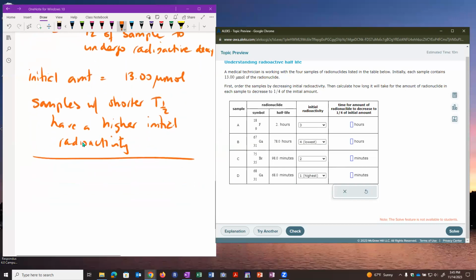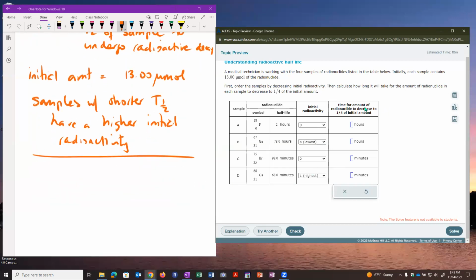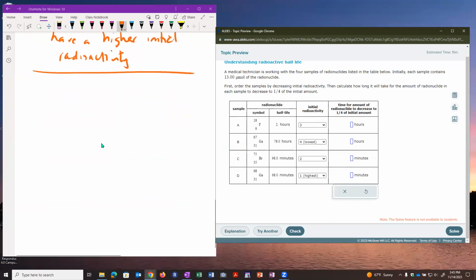And then the next thing, which is the more challenging thing, is to figure out the time for the amount of the radionuclide to decrease to 1/4 of the initial amount. So let's take a look at what this half-life actually means. If I start with, let's say, 100 grams of something, and one half-life has elapsed, after whatever time period that is, I will end up with 50 grams of the sample, right?